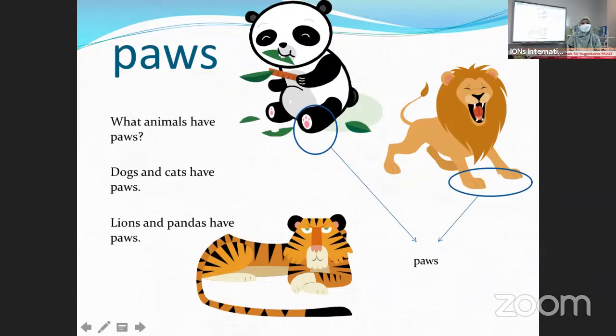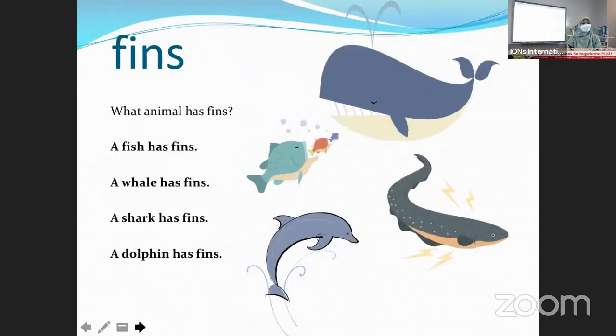And the next one. Fins. What animals have fins? What does fins mean? Fins are here. This one. So most of them use fins to swim in the water. So the animal that has fins is living in the water. What are they? A fish has fins. How about a whale? Yes, they do.